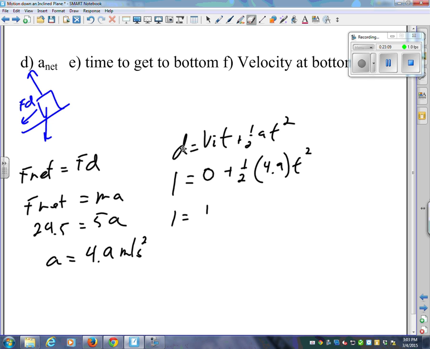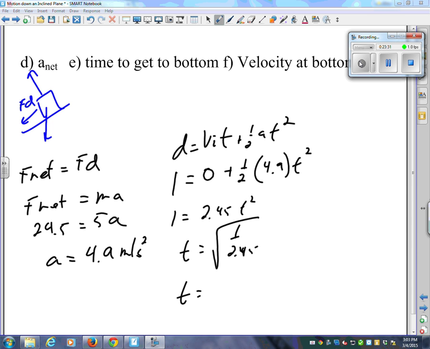One half of 4.9 is 2.45 t squared. So t is equal to 1 divided by 2.45, and take the square root. Can someone do the math for me? 0.6? Yeah. Okay.